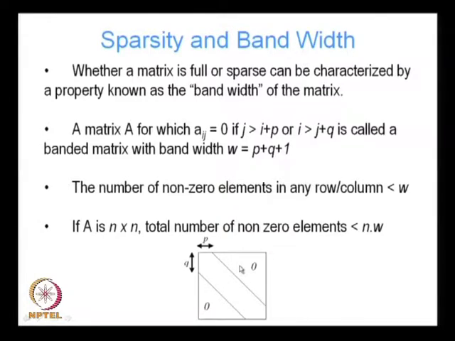So, in a finite strip bounding the principal diagonal, in the neighborhood of the principal diagonal, the matrix has non-zero elements, while everywhere else the elements of the matrix are 0. In that case, we say that the bandwidth of the matrix is W, where W is equal to p plus q plus 1, the 1 denoting the principal diagonal. So, this is the bandwidth of a matrix. It automatically gives us the total number of non-zero elements in the matrix, which has to be less than n times W.